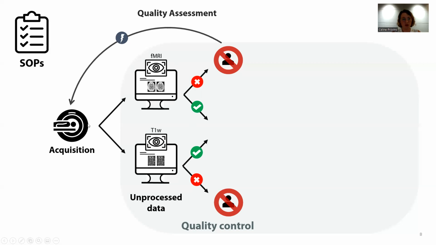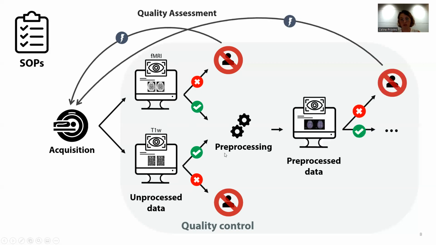So once you have a tailored acquisition and you have a good quality subject, you can move forward and you can pre-process the data. And it's the same concept, you pre-process them, you inspect their quality using some visual report, for example, and based on the exclusion criteria that you have defined in your standard operating procedure, if the subject falls in one of those criteria, you have to exclude it. Otherwise, you can move forward, and so on, and so on, and so on.